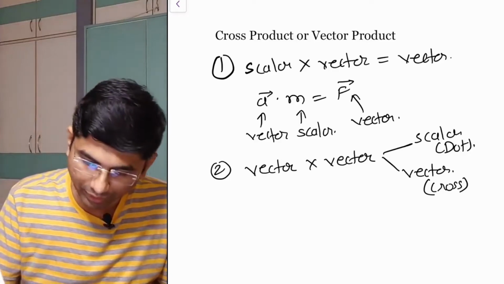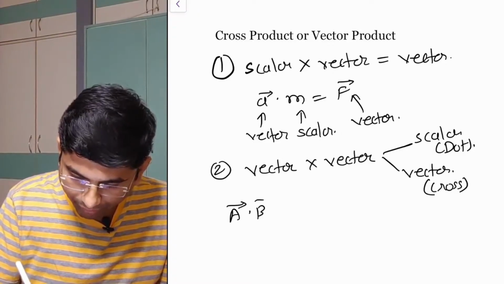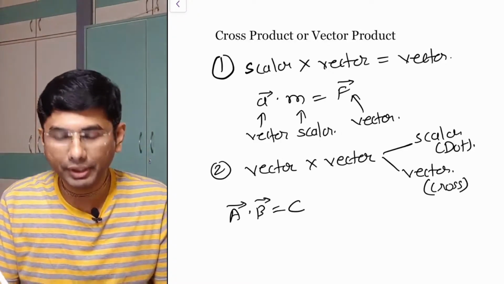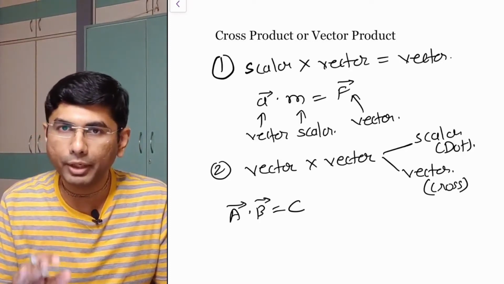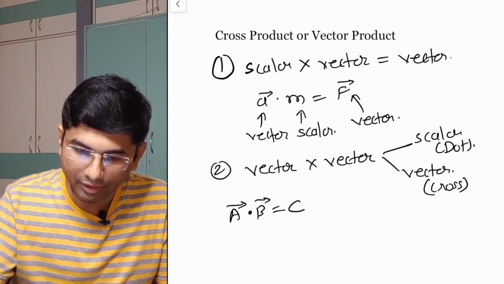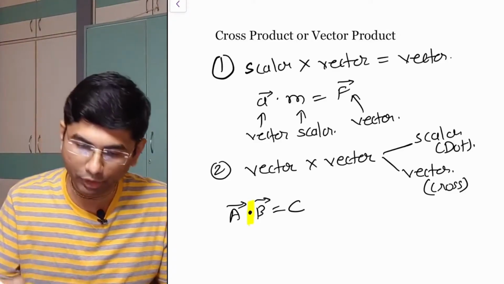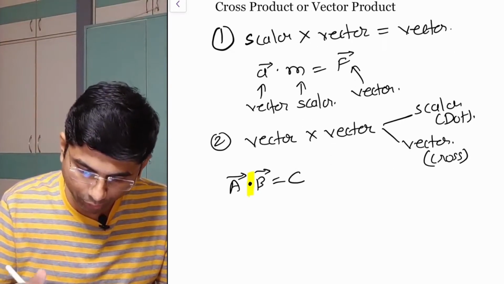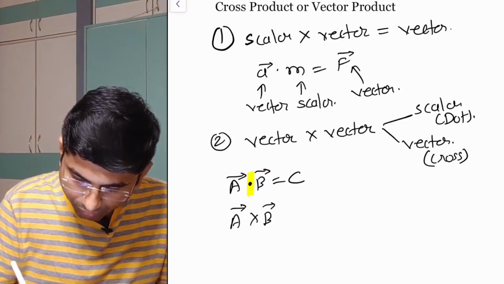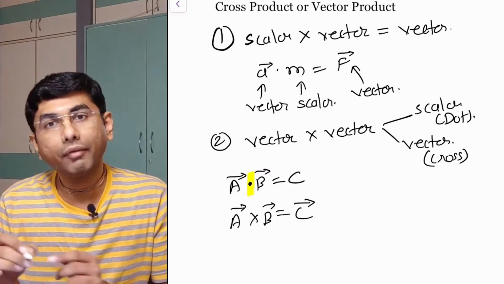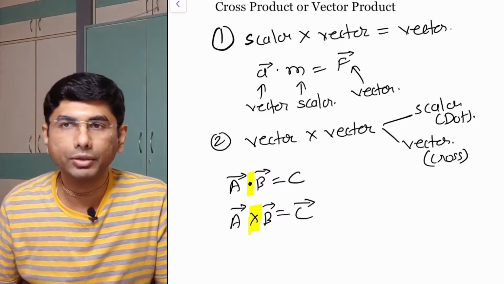For the scalar product we use a vector dot b vector equals something like c. Here this is a dot product. I am not writing any arrow above c because it's only a magnitude, a scalar quantity, and the product is denoted by the dot sign. That's why another name of the scalar product is the dot product. Whenever we write a cross product, I write it like this: a vector cross b vector equals c vector. Now c vector is again a vector, and the sign used here is cross, that's why it is called the cross product.